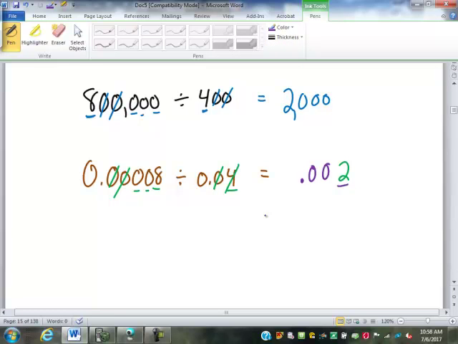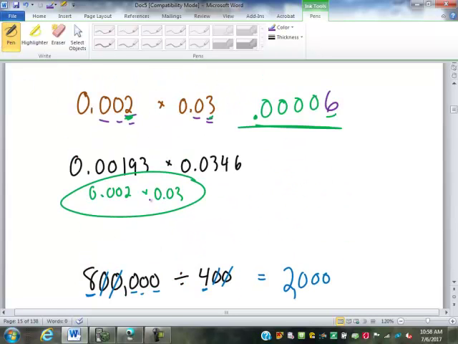So it's the same pattern. Instead of canceling out zeros, we're canceling out decimal places. Up here, instead of combining zeros, we're combining decimal places when we multiply.